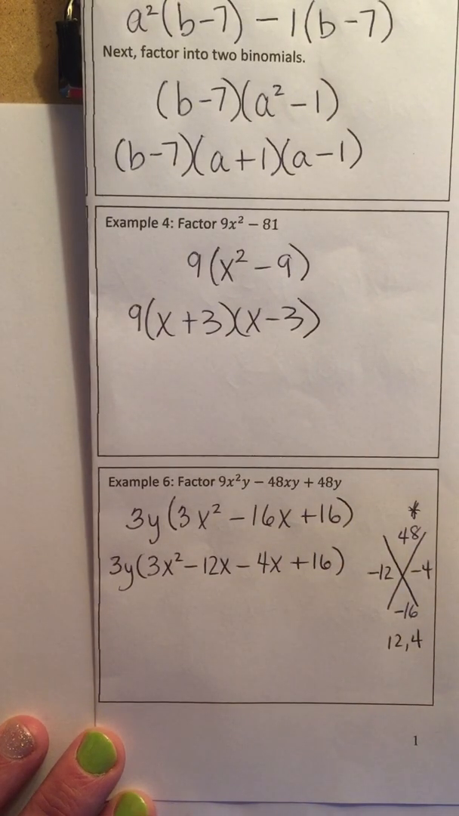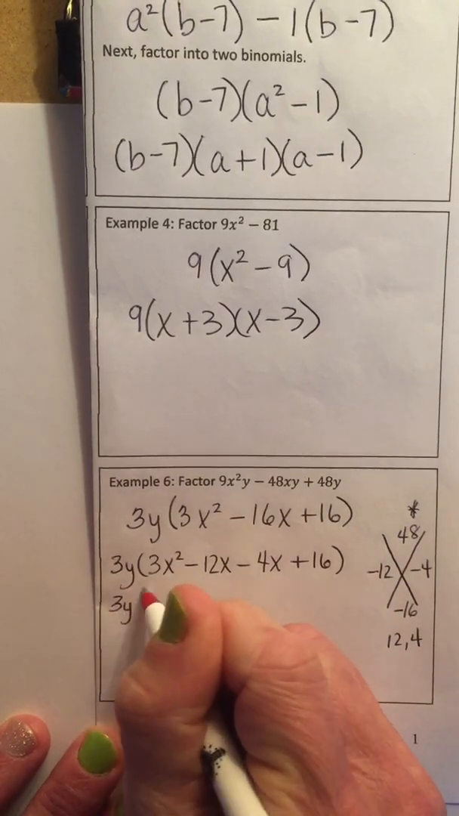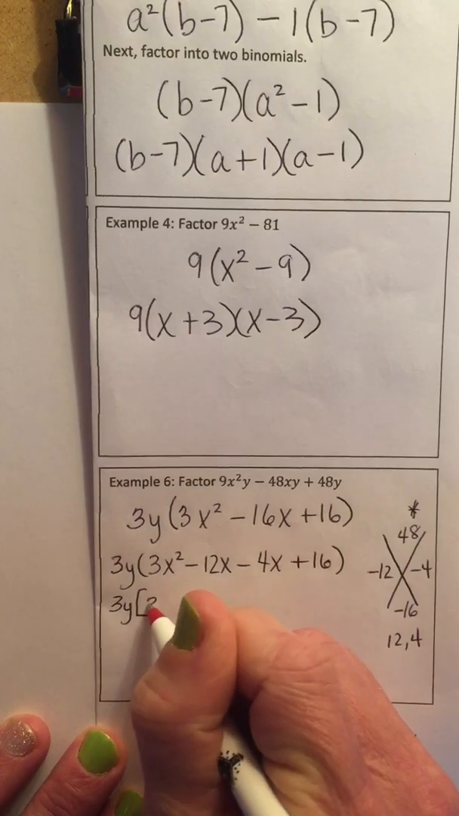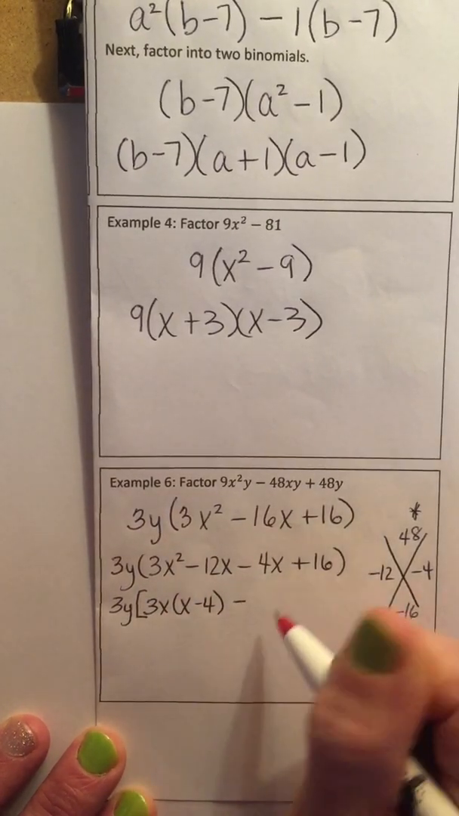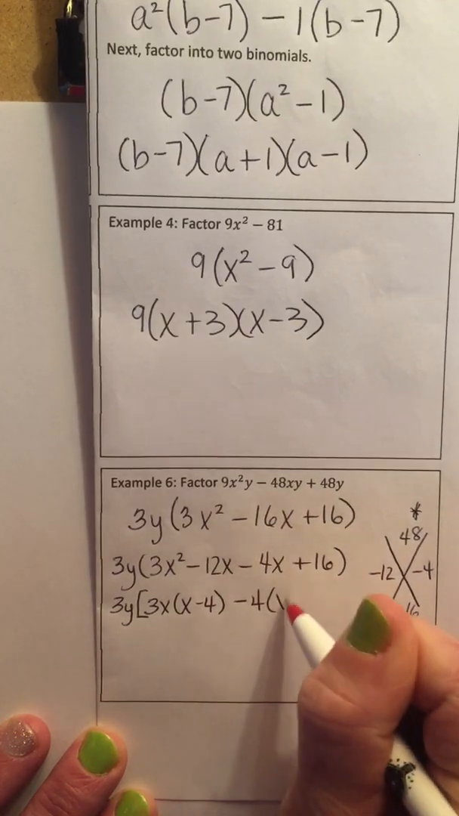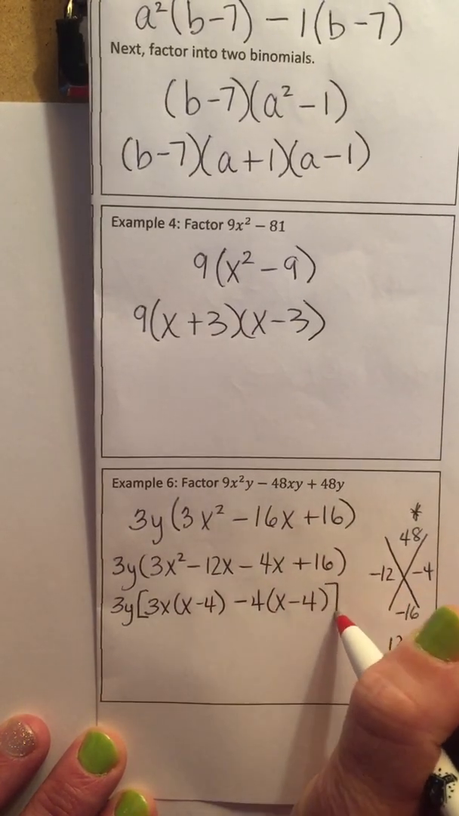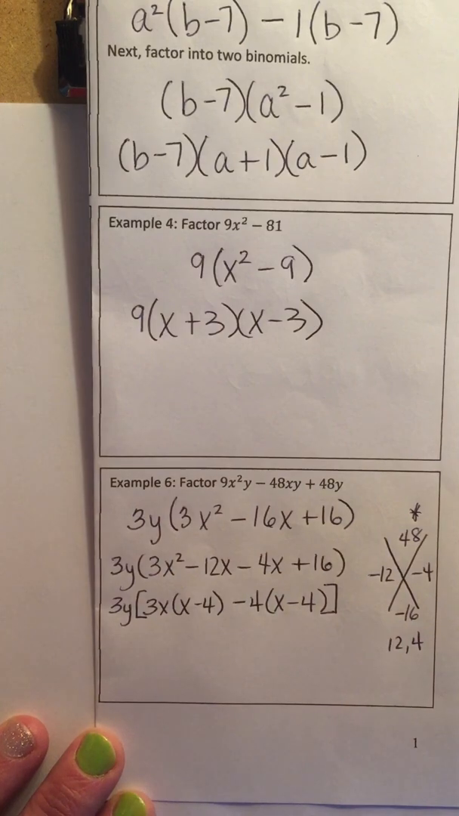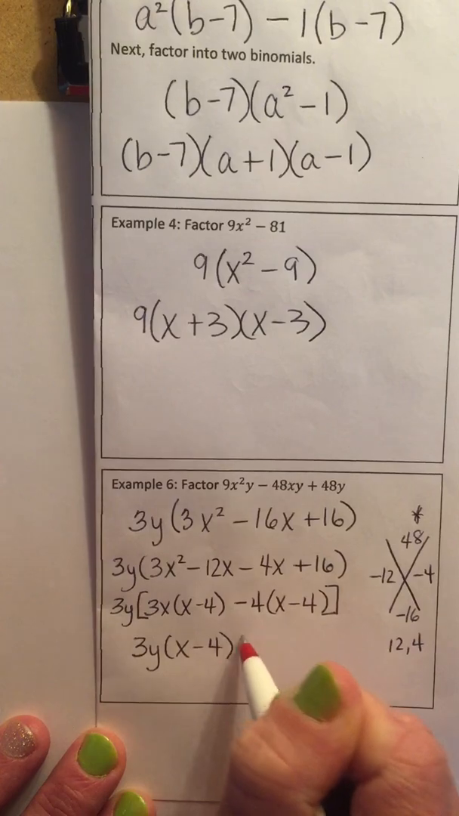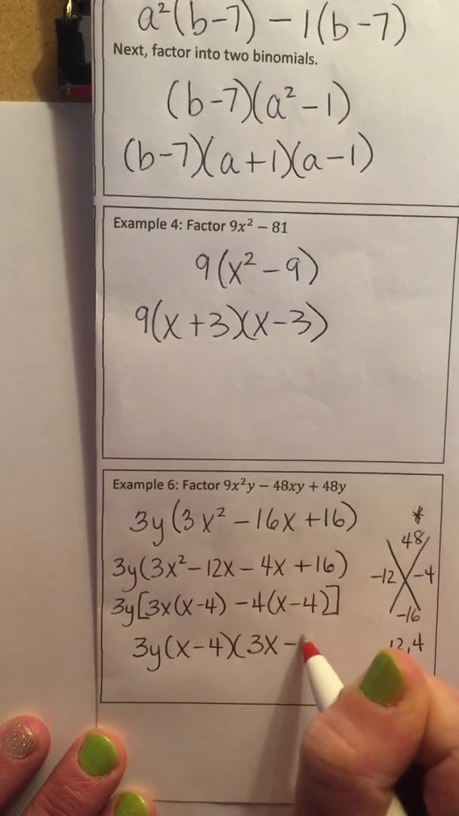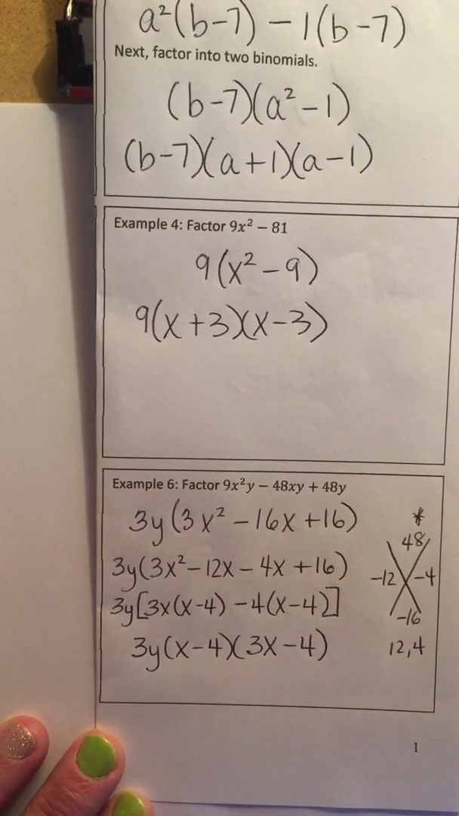Now inside those parentheses we have 4 terms, so we'll factor by grouping again. 3y, we're going to have 3x times x minus 4 minus 4 times x minus 4. They both have a factor of x minus 4, so it's 3y times x minus 4 times 3x minus 4. Those are the notes for section 8.5, factoring polynomials completely.